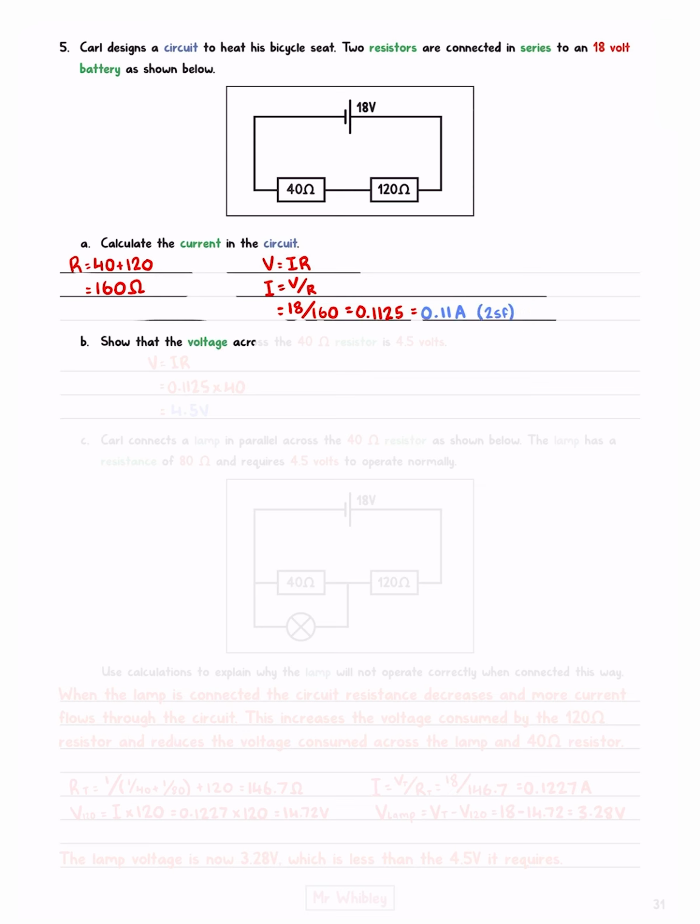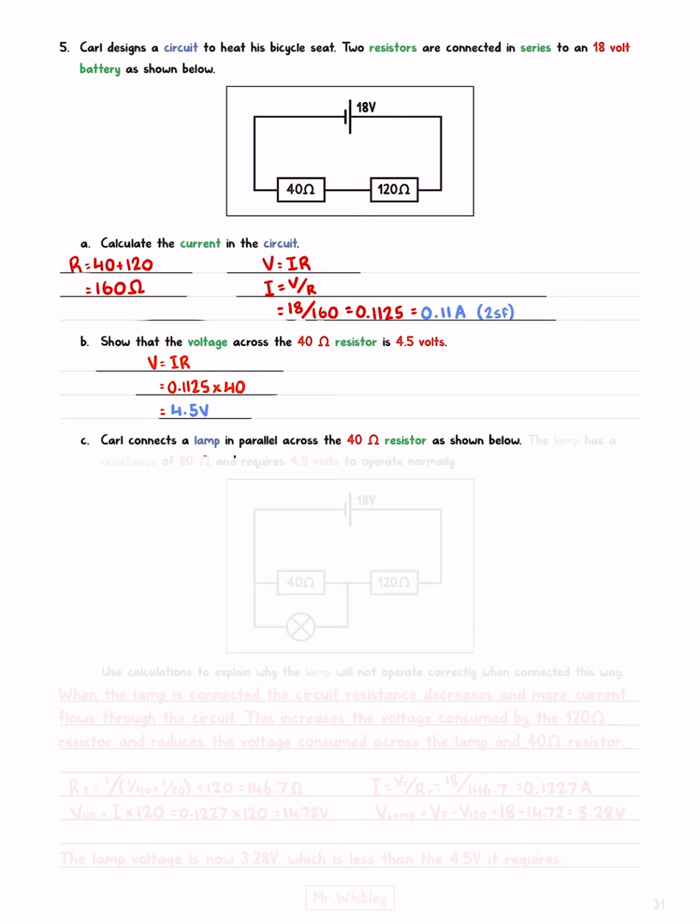Show that the voltage across the 40 ohm resistor is 4.5 volts. Knowing that V equals IR, we know the current through the resistor, and we know its resistance, which gives us 4.5 volts. Carl connects a lamp in parallel across the 40 ohm resistor as shown below.